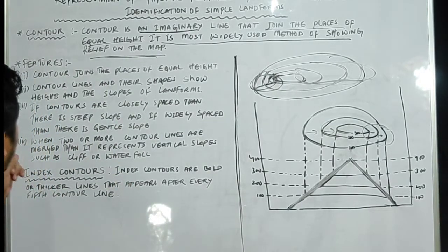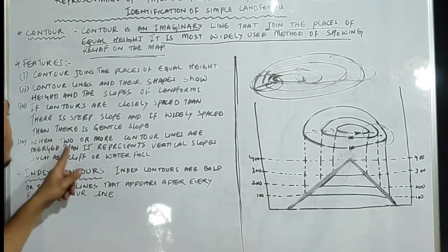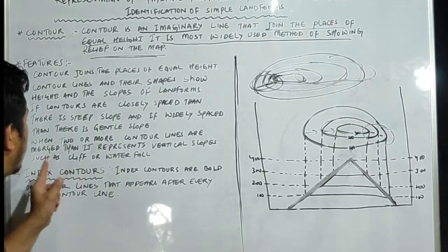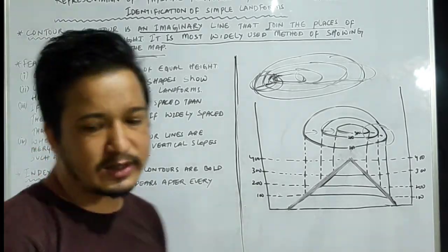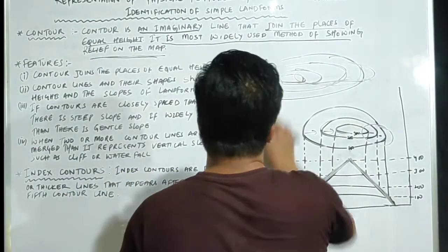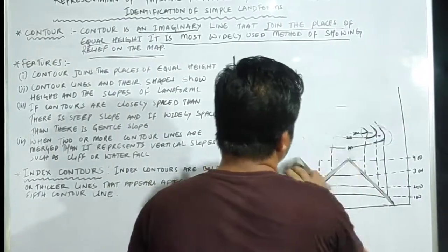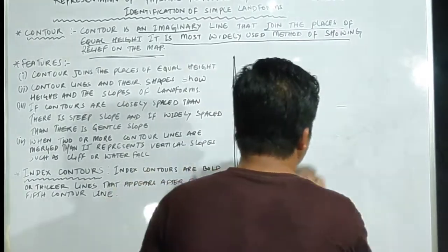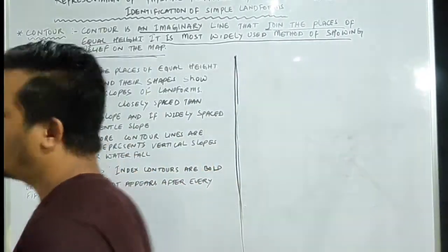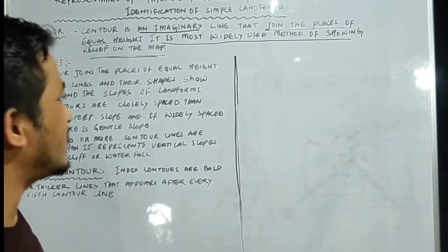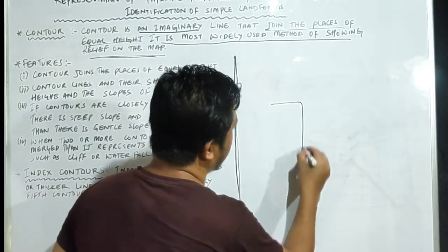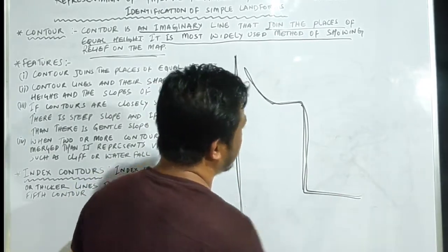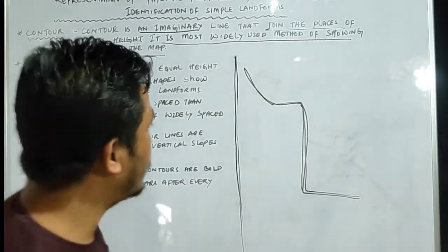Okay, so students, feature number 4: when two or more contour lines are merged, it represents a vertical slope such as a cliff or fall. If contour lines are joined, it means they are merged, and that region will have a cliff or waterfall. It means that region will have this kind of landform. Now let me show you with the help of the diagram.